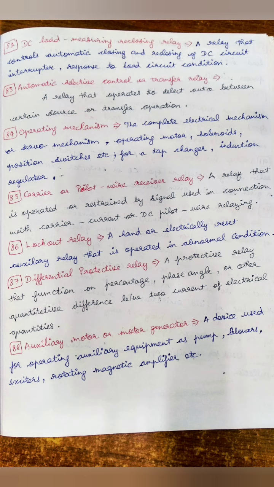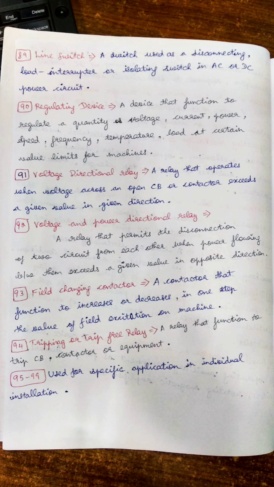88, auxiliary motor or device used for operating auxiliary equipment such as pumps, blowers, exciters, rotors, magnetic amplifiers, etc. Next 89, line switch, a switch used as a disconnecting load interrupter or isolating switch in an AC or DC power system. Next 90, regulating device, a device that functions to regulate a quantity such as voltage, current, power, speed, frequency, load, temperature, humidity at a certain value or limit for a machine.